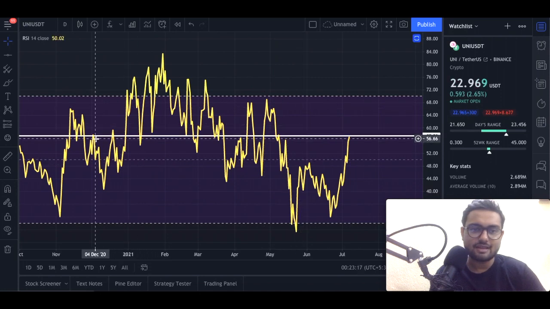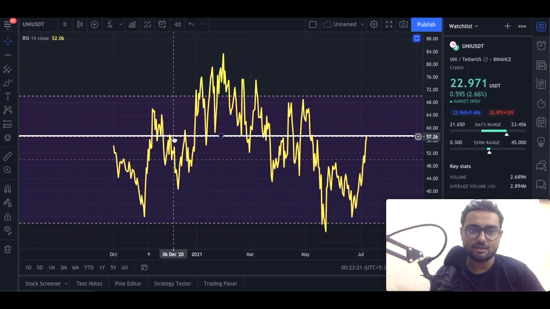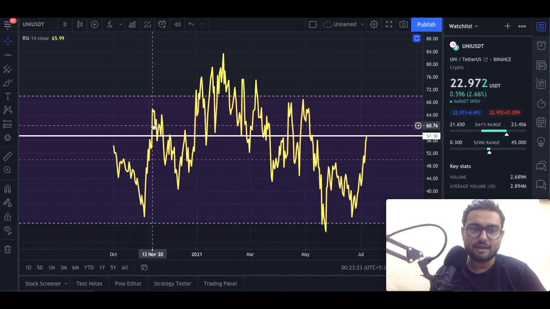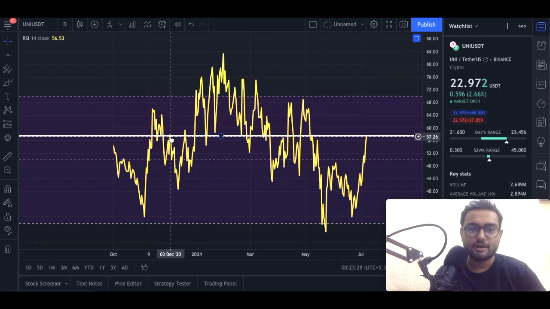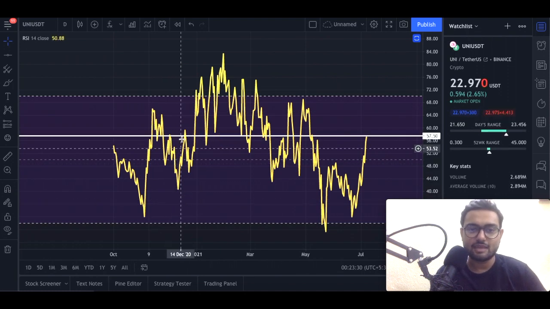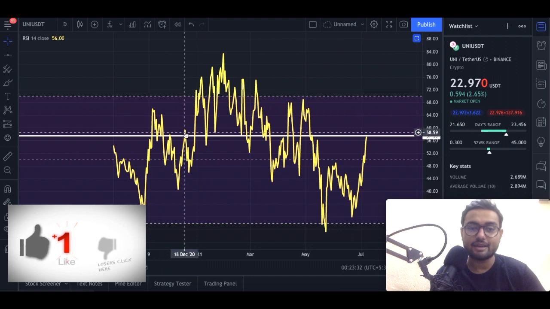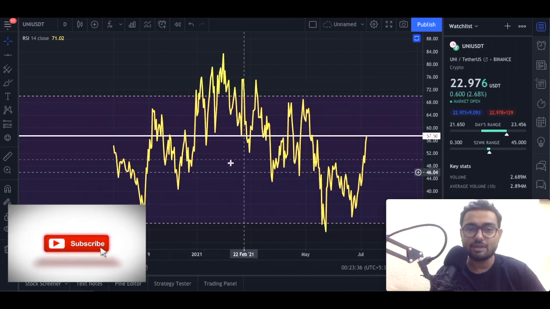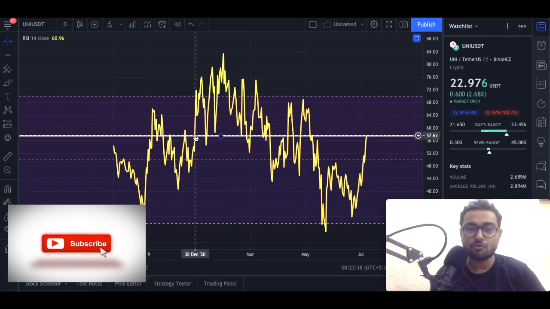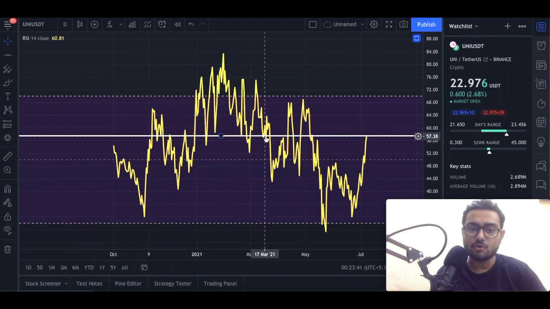So this line has acted as a strong resistance multiple times, as we can see right here. We first tested it and went above it in November, then back in December we treated it as a resistance, we came down, and we tested it again on December 20th and got a rejection. Then finally we went above it and treated it as a support from December to almost about March or so.